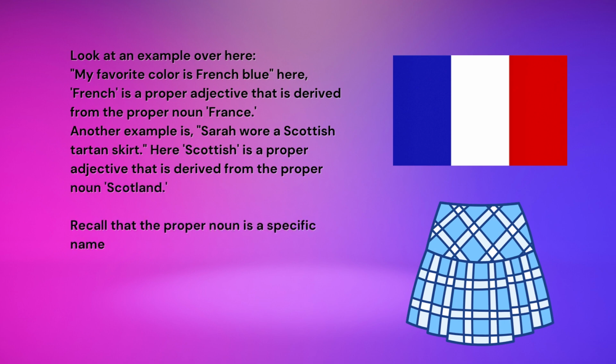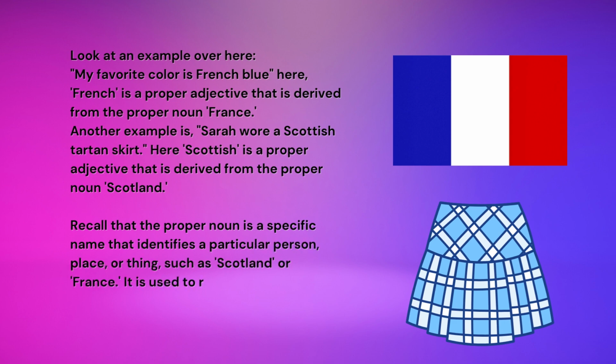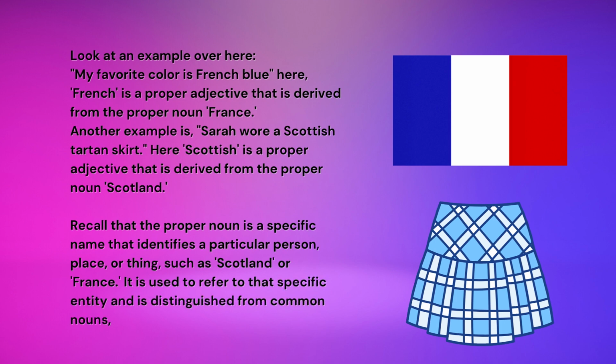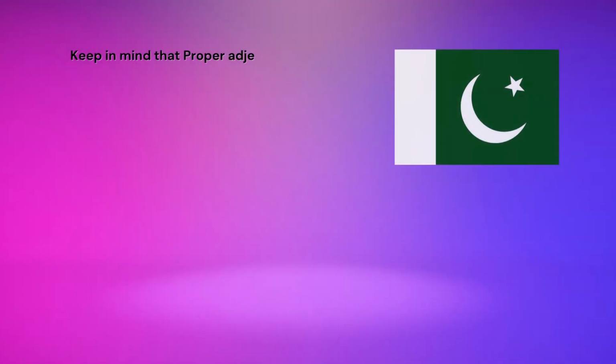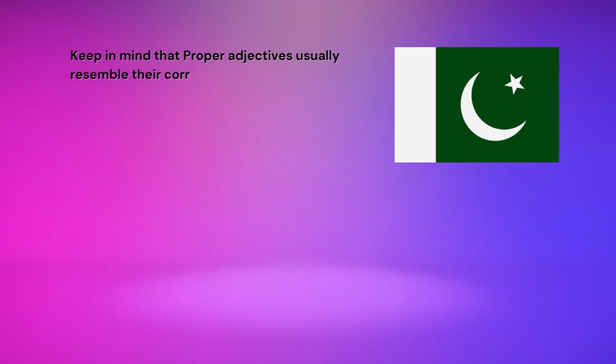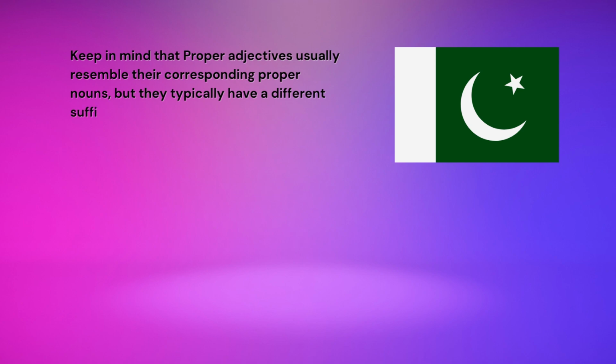Recall that a proper noun is a specific name that identifies a particular person, place, or thing, such as Scotland or France. It is used to refer to that specific entity and is distinguished from common nouns, which refer to general categories of things. Keep in mind that proper adjectives usually resemble their corresponding proper nouns, but they typically have a different suffix or ending.